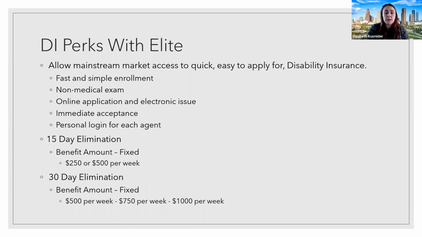The product is non-medical. All the apps are online, as I mentioned. It is an immediate issue because it is a guaranteed product. And you'll have a personal login page and a personal web page for yourself for this product. It has 15 and 30-day elimination periods, so think of it more as a short-term product. Therefore, 52 weeks of benefit is the max that it will pay out, but it depends on what you sign up for, and it'll do between $250 and $1,000 per week of income. So not month, week of income it pays out to somebody receiving benefits.